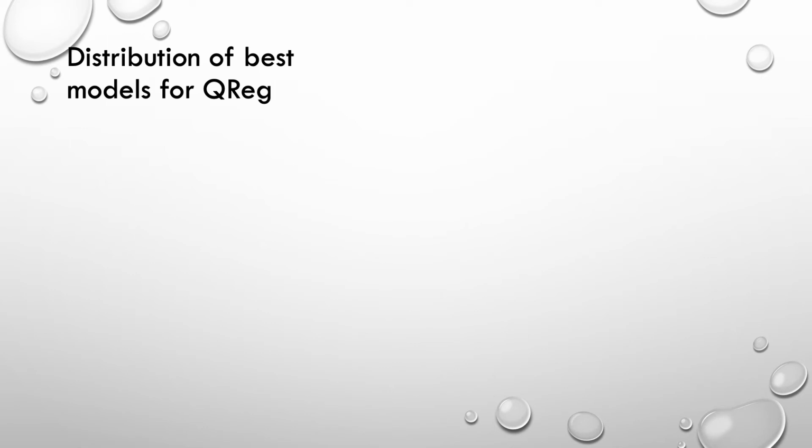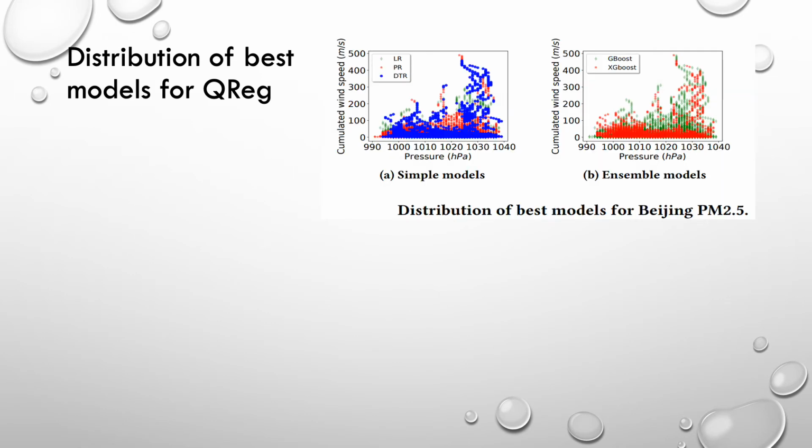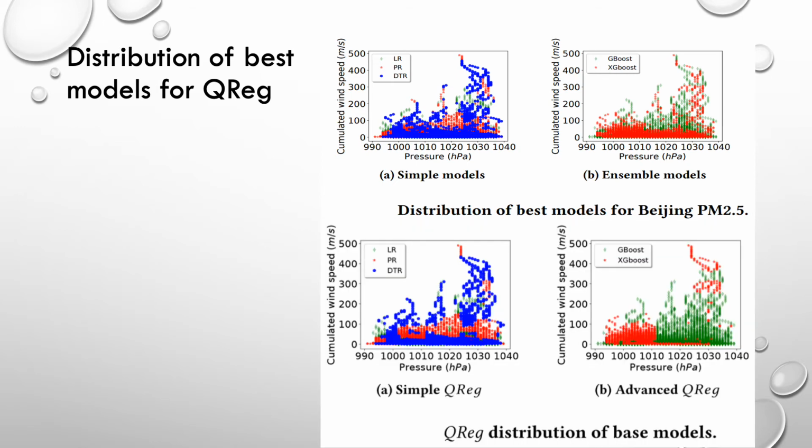Now let's see the distribution of best models obtained by QReg for the Beijing PM2.5 dataset. The top two figures show the distribution of the best models, which is the ground truth, and the bottom two figures show the distribution of best models obtained by QReg. It is clearly shown that the model distribution resembles the distribution of the truly optimal models across the query space.